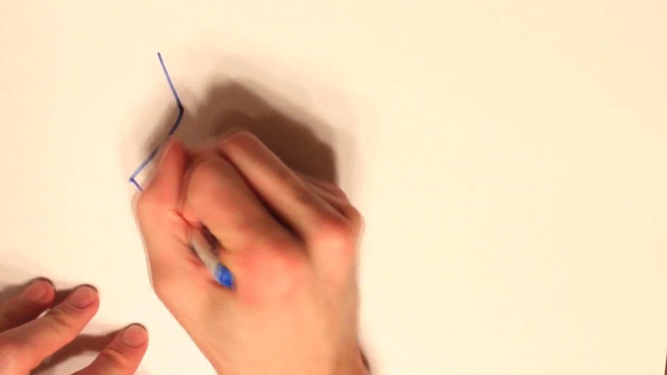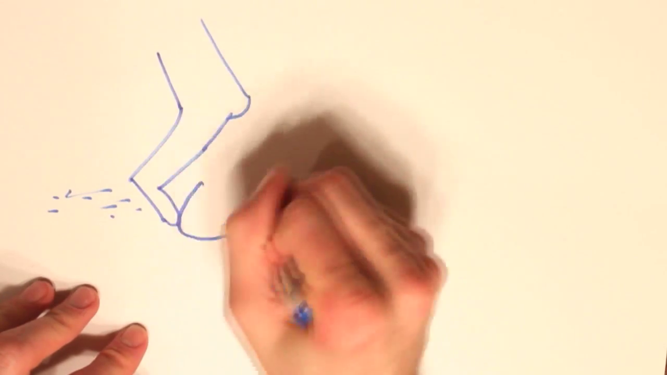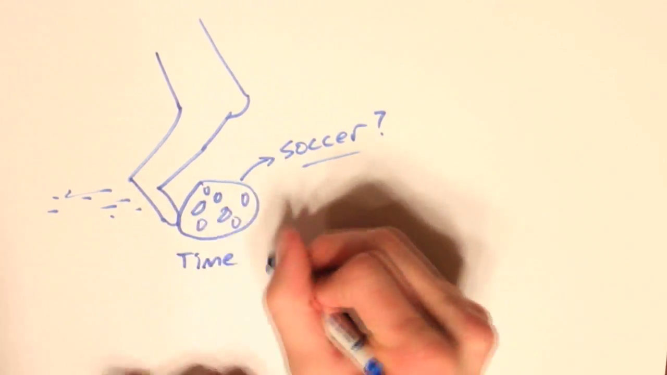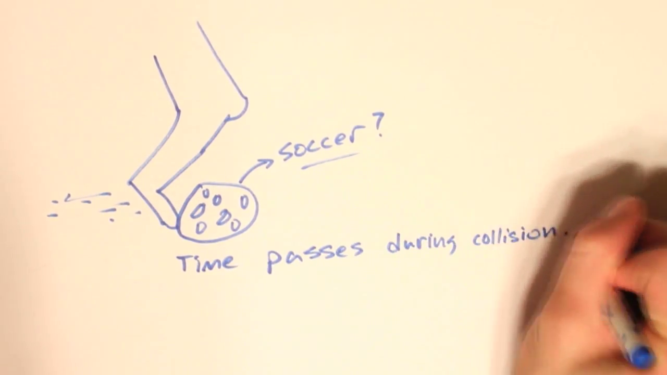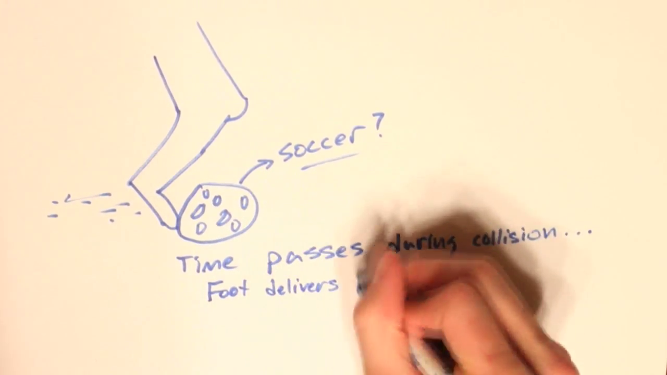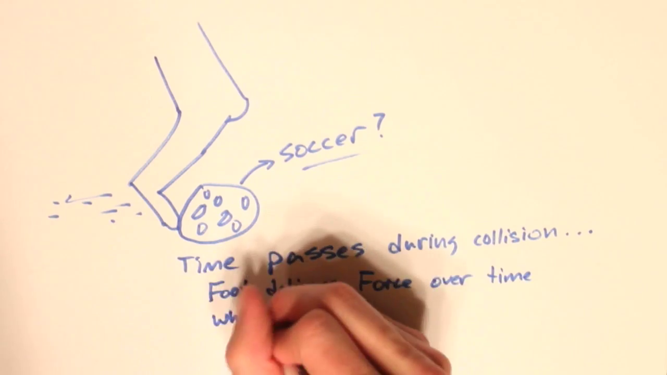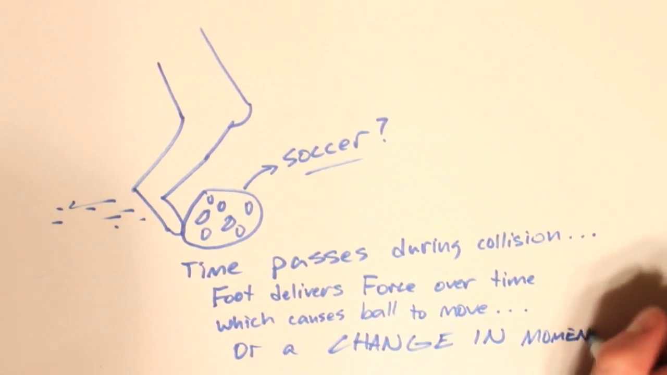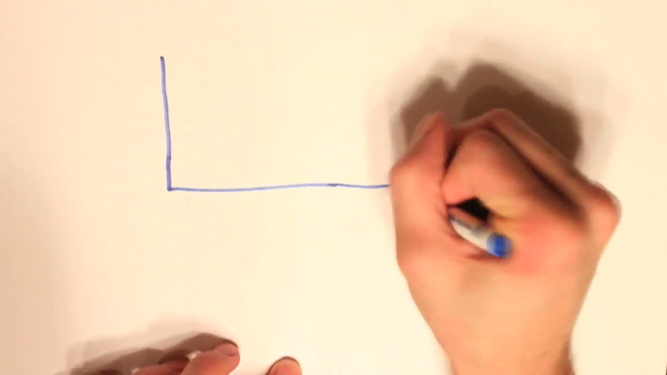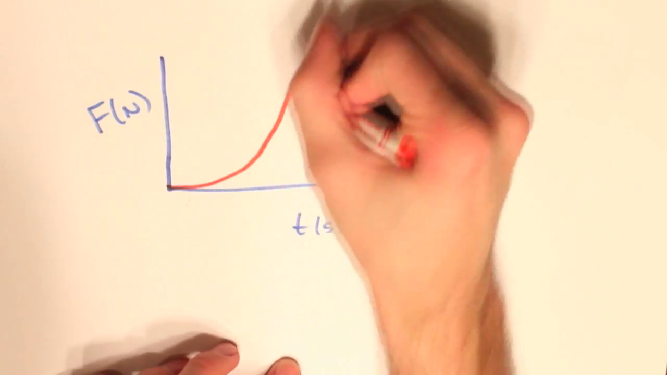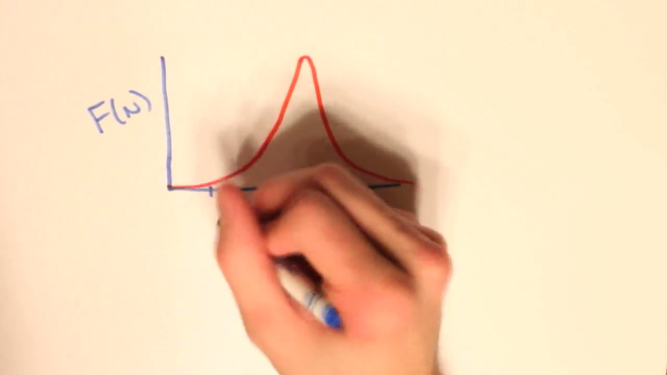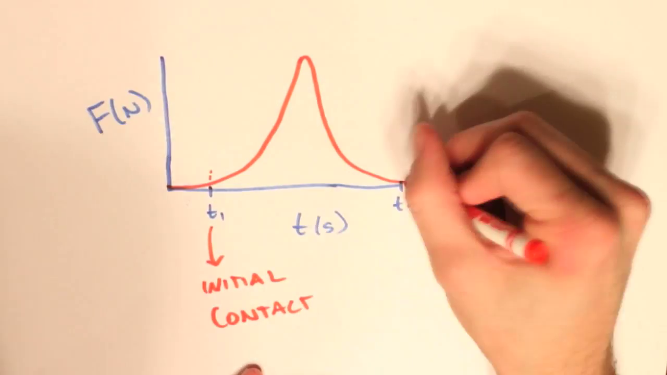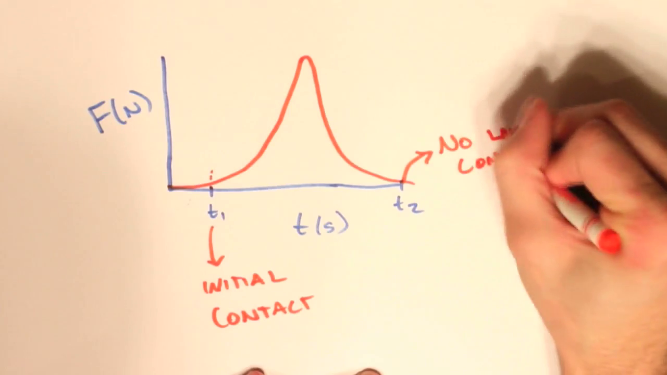When you kick a soccer ball, you impart a force on the ball. This causes the ball to move forward. But this collision doesn't happen instantaneously. Time passes. And this time passing allows a change in momentum of the ball, which is what causes it to move. Most collisions take anywhere from 1 millisecond to 10 milliseconds, and that force is imparted in that time. This is when objects deform or morph into the bat or the ball, etc.